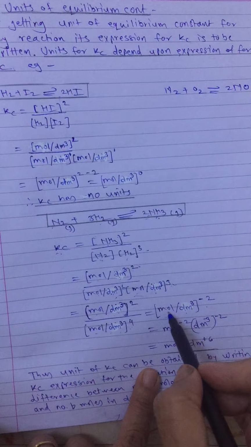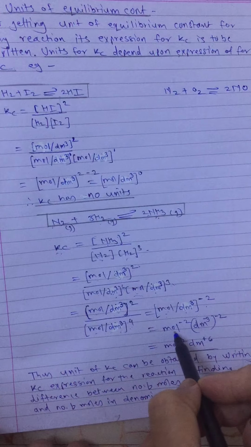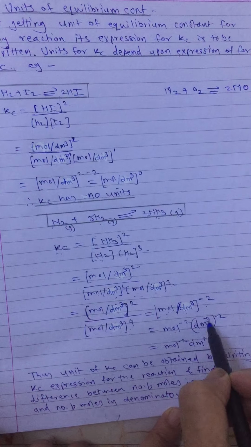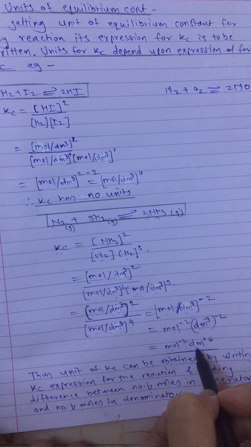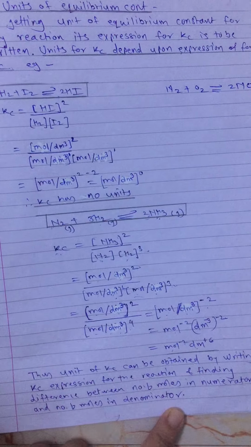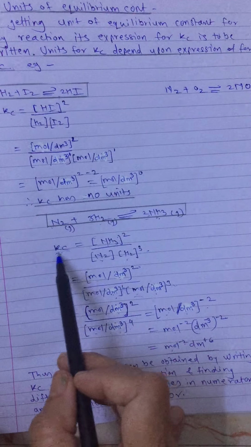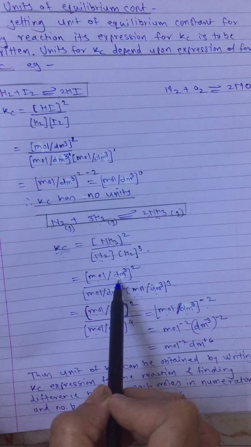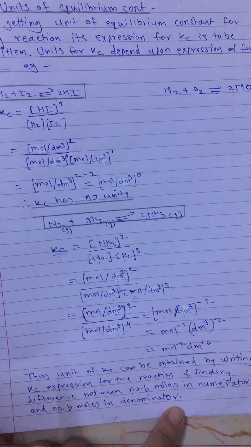Okay, so just simple mathematical steps you have to follow. Mole raised to -2 into, this is upon, no? Now into it will be dm raised to -3 raised to -2. So moles raised to -2 into dm raised to +6. Simple mathematical steps. So what you have to do, first of all, you are supposed to write the expression of Kc. Substitute the unit moles per liter, moles per dm cube, and just go on finding the unit.